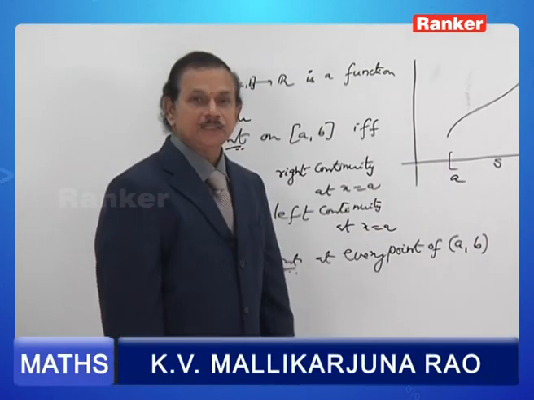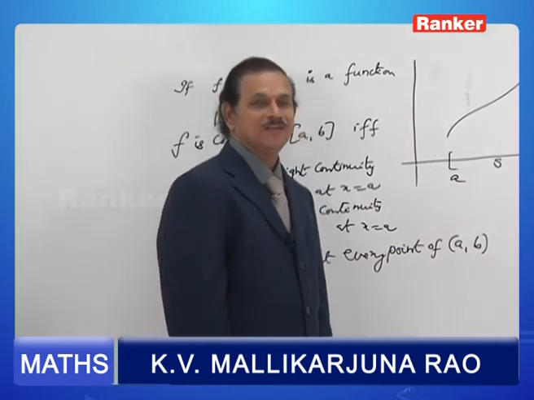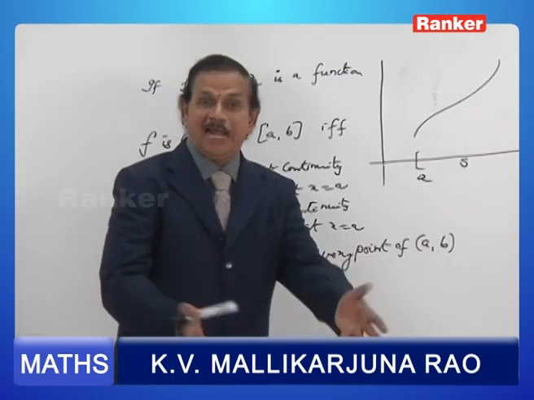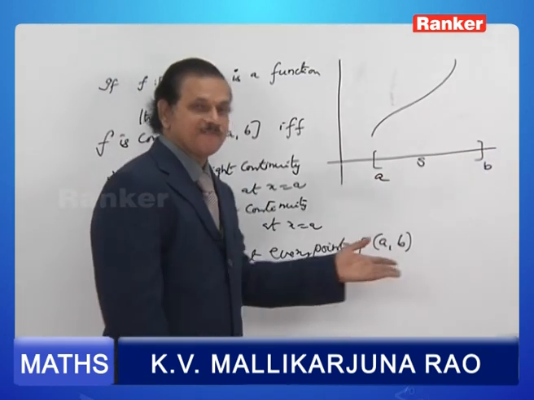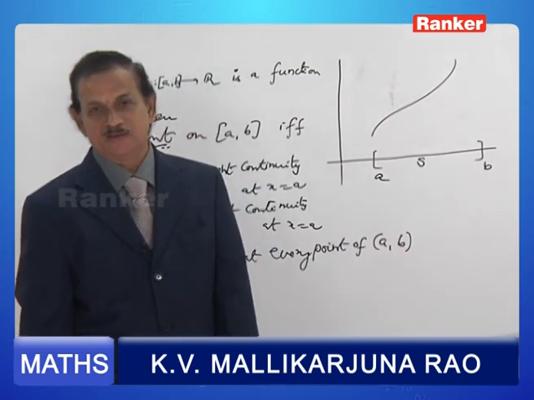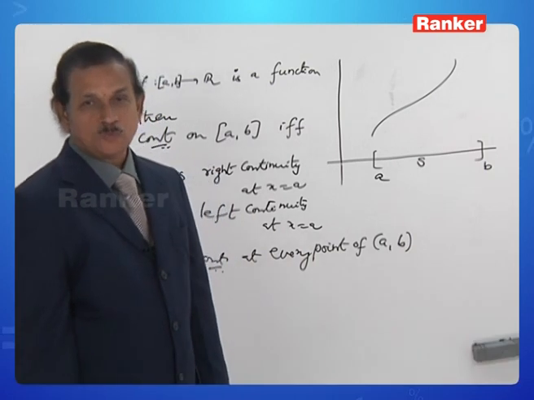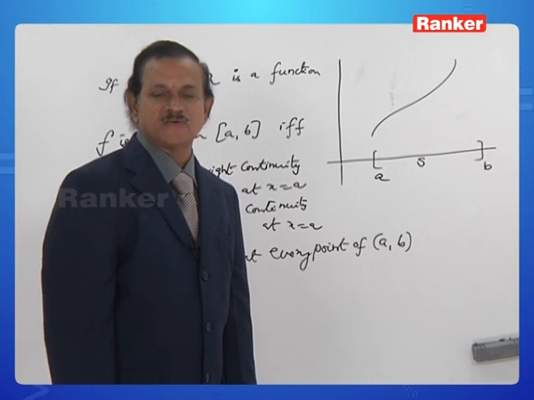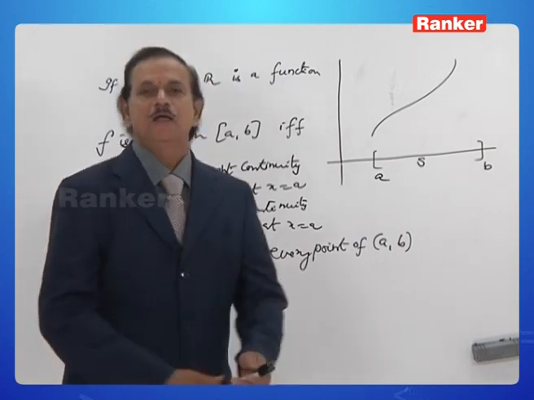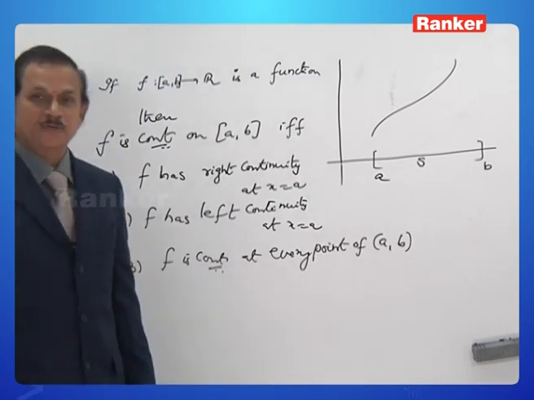At a there is an exemption. It need not be continuous from left. It cannot be. Why? Because the region to the left of a is not involved in the domain. Similarly, at b there is an exemption. What is that exemption? It is just enough if it is continuous from right at x is equal to b. That is, it has a right continuity at x is equal to b.